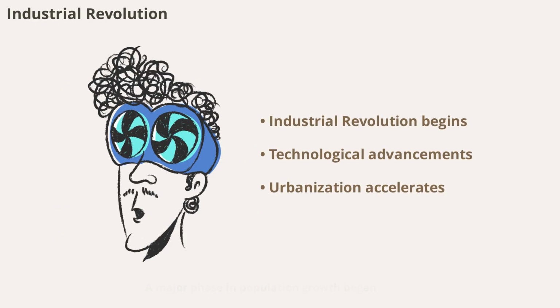A major phase in population growth began with the Industrial Revolution in the 17th century. Scientific advancements and industrialization transformed societies, leading to improved living standards and increased life expectancy. Factories, new technologies, and better transportation systems allowed for rapid urbanization and economic growth. As a result, the world's population began to rise at an unprecedented rate, setting the stage for the modern era.